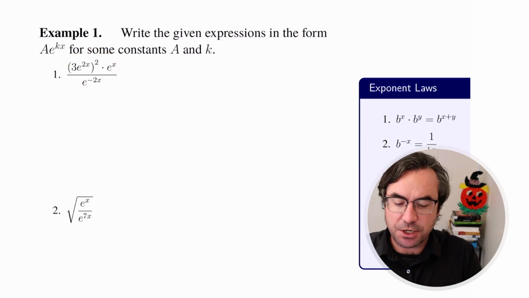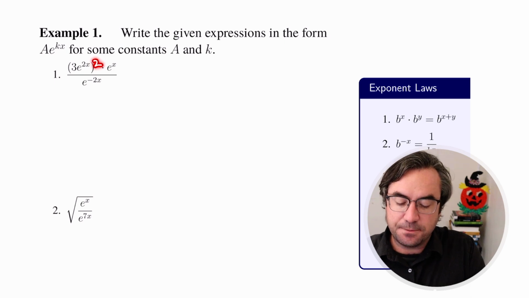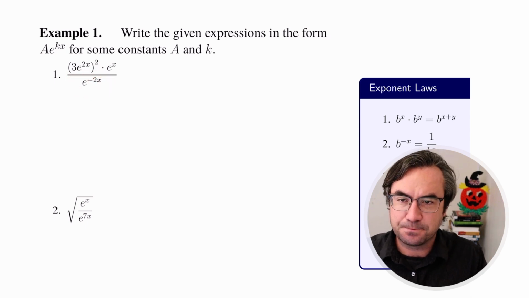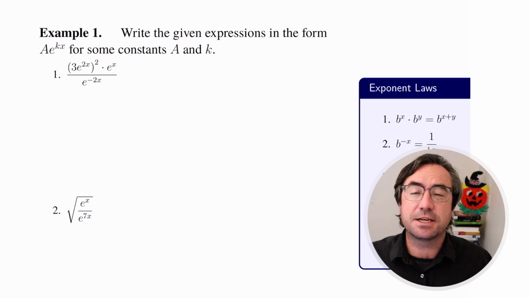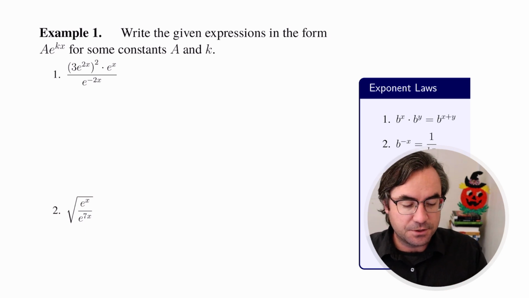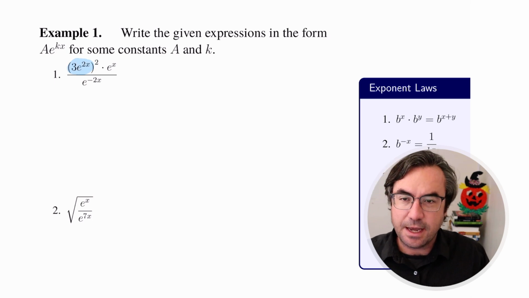We have this expression, 3e to the 2x squared times e to the x, all divided by e to the negative 2x. All right, so we want to simplify this down to just a single exponential term. So let's start with the parentheses here. And let's square that.